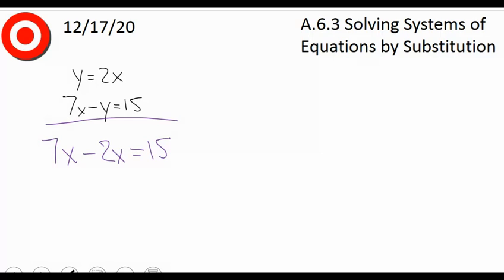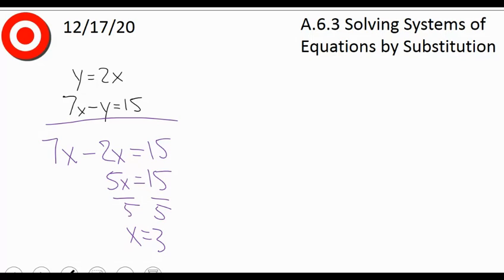So I'm going to solve this real quick. On the left side, 7x minus 2x, they're like terms. I subtract, I get 5x. So 5x equals 15. So I can just divide by 5, and x equals 3. And you can see, just like when we did the elimination method, I'm halfway to my answer. I know x equals 3.